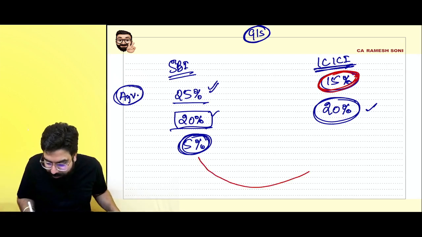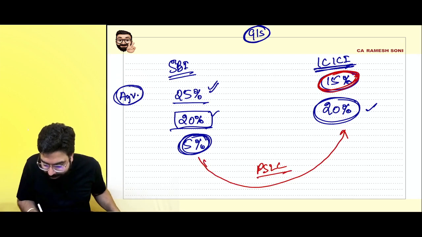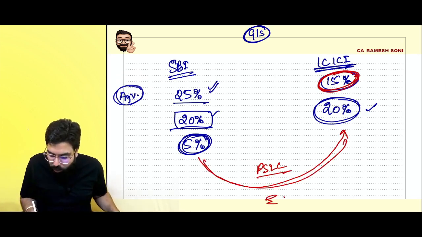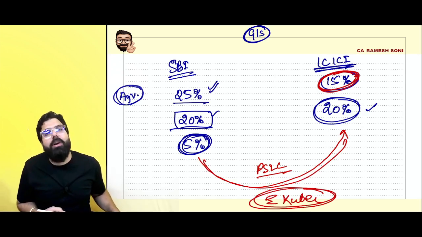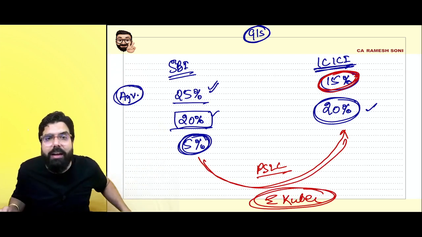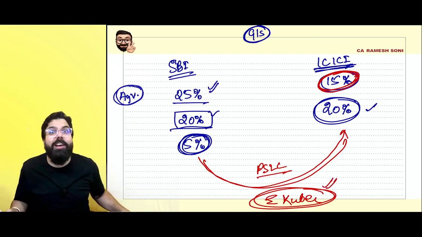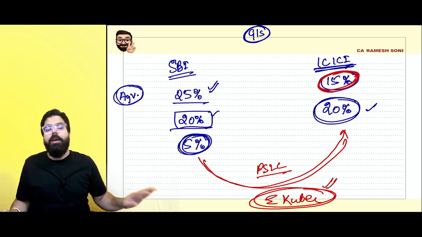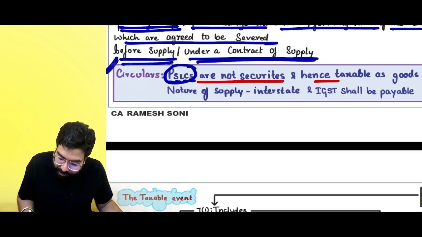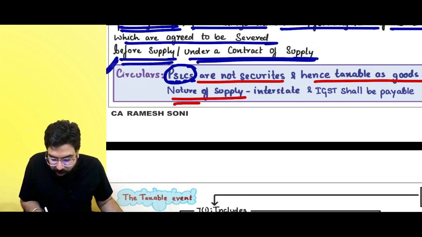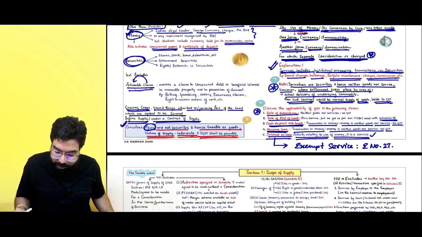One bank can sell its priority sector lending certificate to another bank, and this buying and selling happens on the e-Kuber website. A bank asked the government whether, when selling the PSLC, they are securities, since they are sold on the e-Kuber online portal. The government clarified that PSLCs are not securities and hence are taxable as goods. The nature of supply is interstate supply, and IGST shall always be payable.